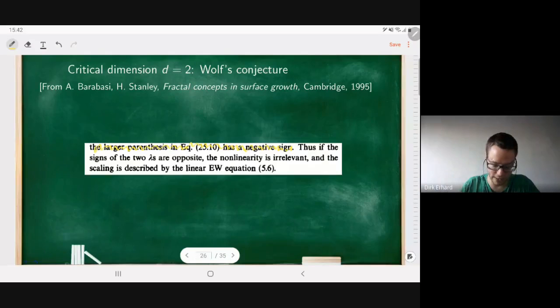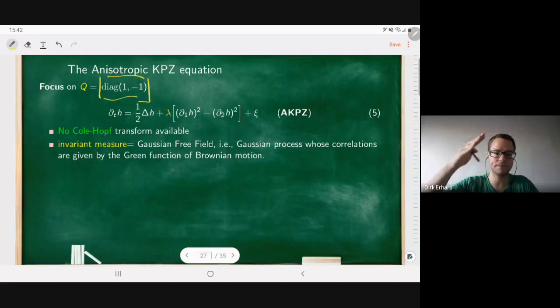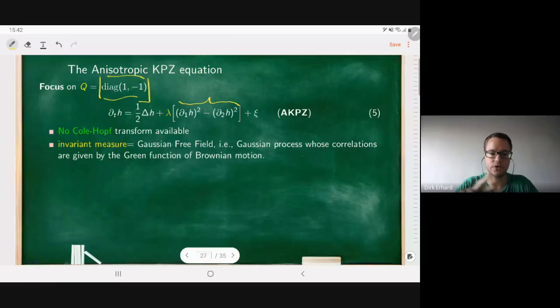However, as always, we're not able to deal with a completely general case, so again, we need to make a very specific choice, which is this matrix here. So diagonal of 1, minus 1. Then it turns out the non-linearity is of this form. So you subtract the two derivatives, or the two squares. And the first thing that you observe is that this kind of Cole-Hopf transform, that takes the equation and maps it to an equation that you know how to deal with, does not seem to be available anymore. So that's bad.